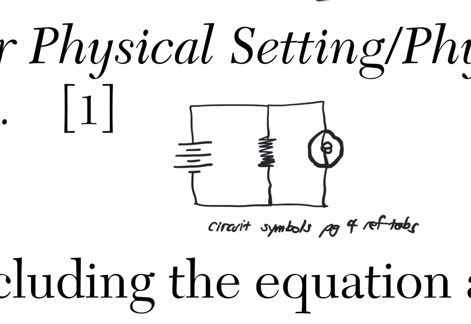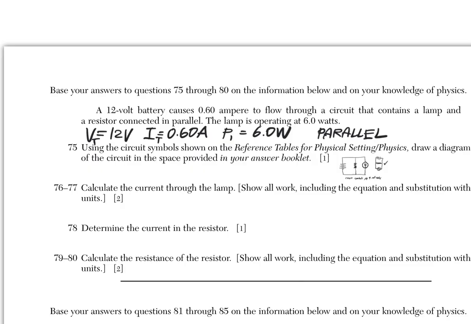Your circuit symbols are on page 4 of your reference tables. Now keep in mind, it does not have to look this way. You could have made your battery going this way, and you could have done a vertical orientation like that. That would have been okay as well, just as long as the connections are legit. Believe it or not, that was a 1-point question. So I'm not sure. I'd have to check the rating guide, the instructions to teachers as to how to grade that thing, because there's a lot going on for 1 point.